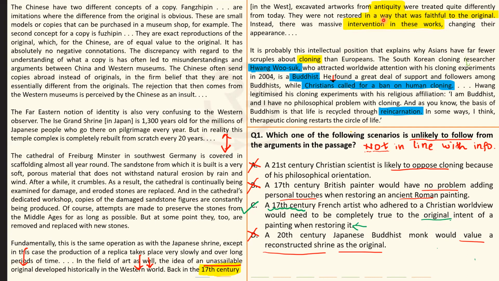Okay, so option B and C are actually opposite of each other. So अगर हम B को accept करते हैं in line with passage, so C naturally becomes not in line with the passage. That's it. So I hope that you have understood this question.